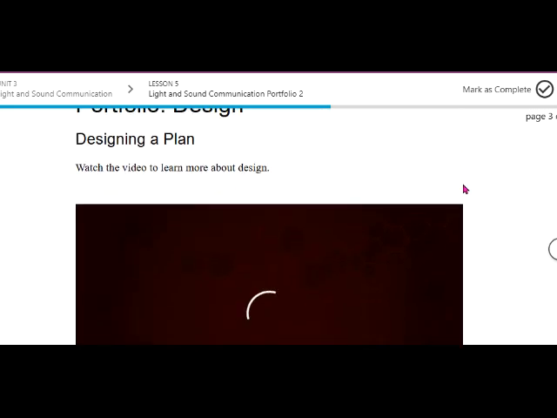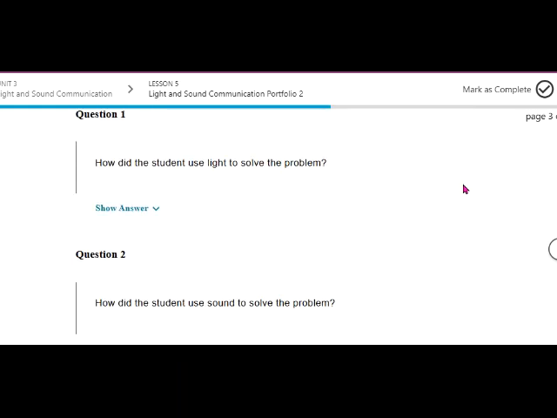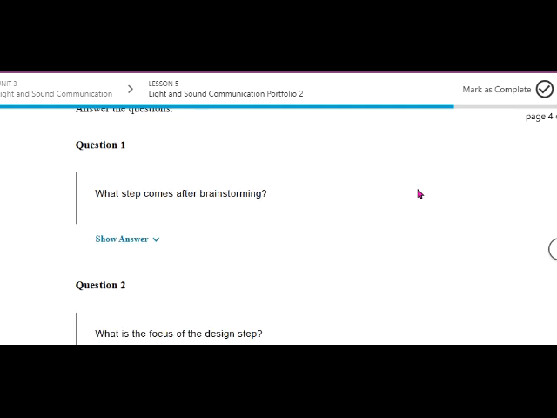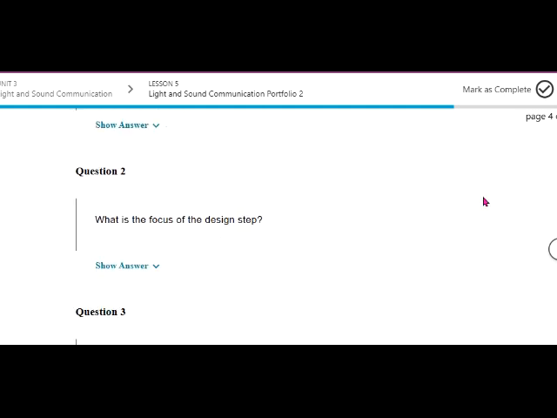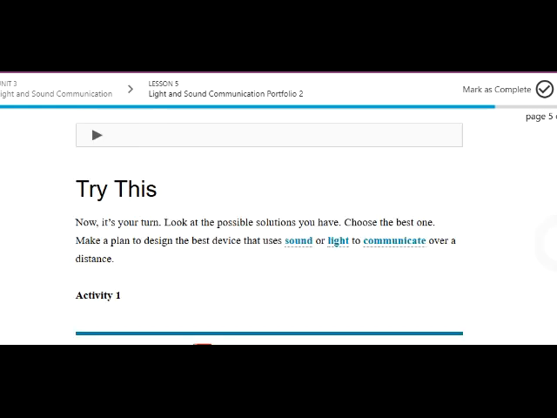Designing a plan. Watch the video to learn more about design. When you're done, talk about these questions with your learning coach. How did the student use light to solve the problem? How did the student use sound to solve the problem? What steps come after brainstorming? What is the focus of the design step? What are some important parts to include in your plan?